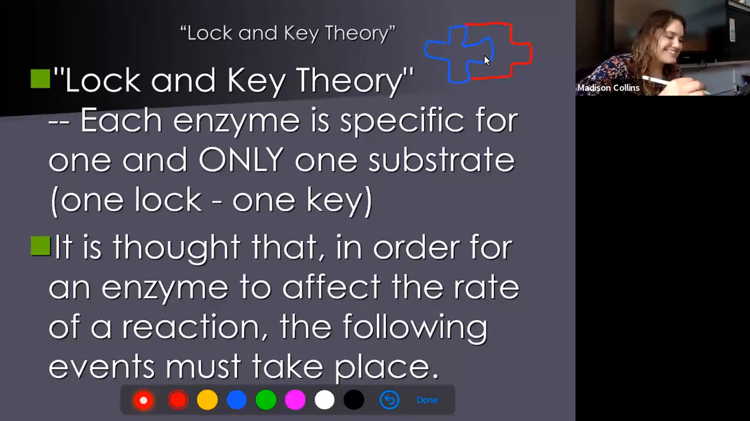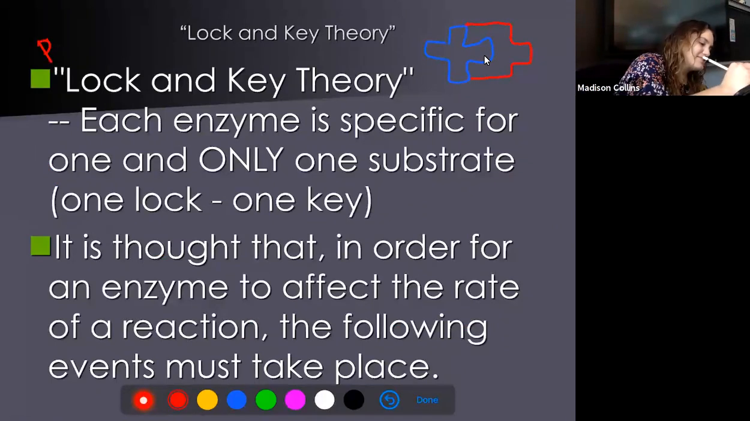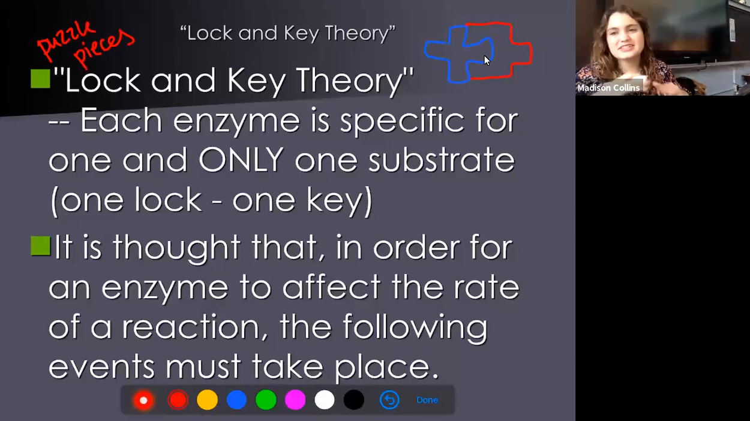But I like to think of lock and key theory as like puzzle pieces, because the edges of those puzzles have to line up perfectly, just as the enzyme and the substrate do. So those shapes have to be the exact same so they can match up together and get the job done. If those shapes don't match up, they're not going to work. Okay, so we've got one lock and one key.